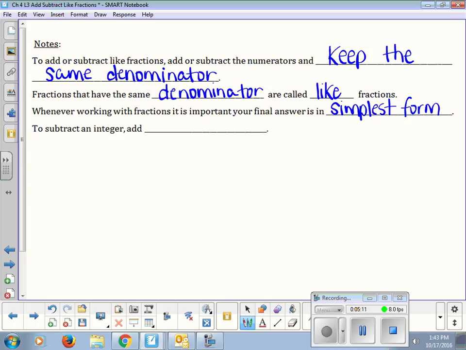Fractions with the same denominator are called like fractions. And to subtract an integer, whenever we're subtracting, when we have KCO, we add. What does our O stand for? Opposite. We add the opposite, or add its opposite.